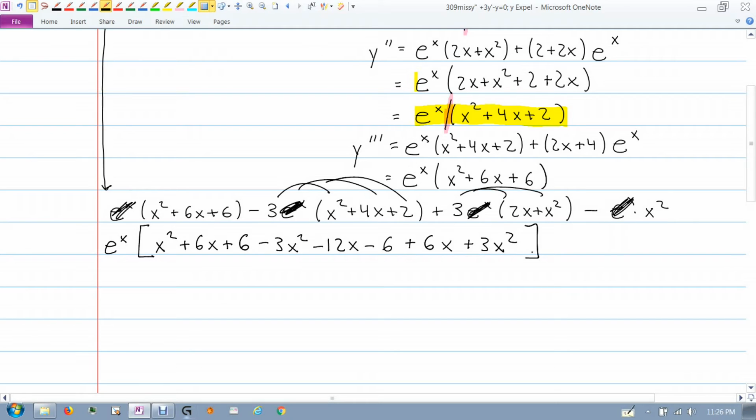Oh, I forgot the x squared out here. Oops. Minus x squared out here. Forgot this guy. Okay. So now we should get everything to go away. X squared, 3x squared, 3x squared, 6x.